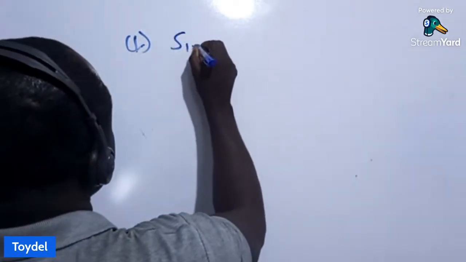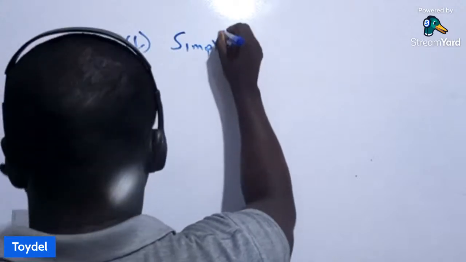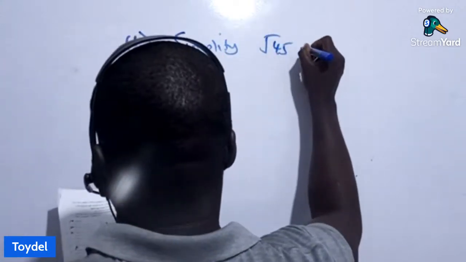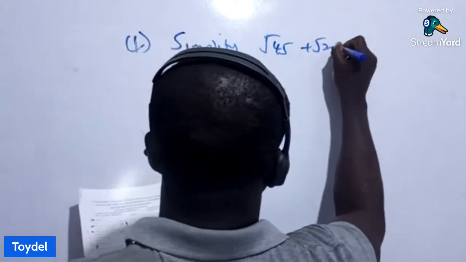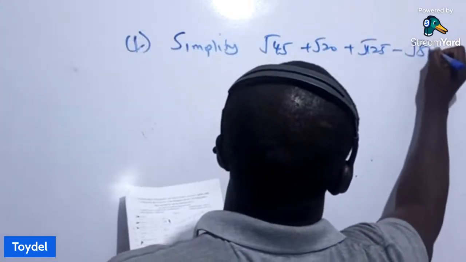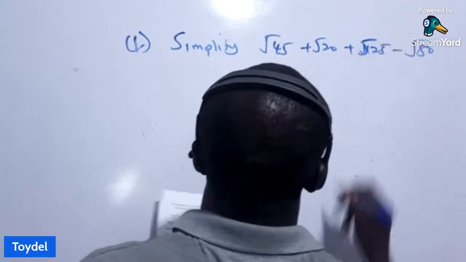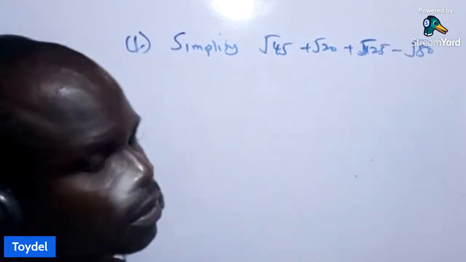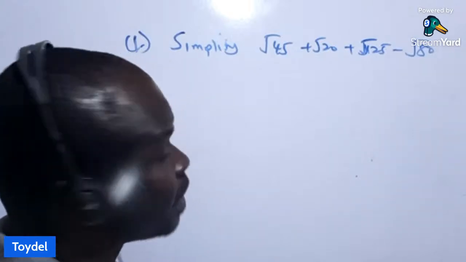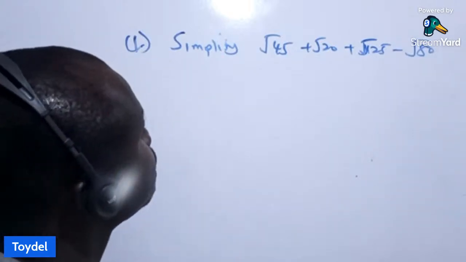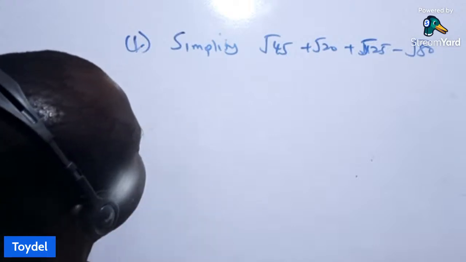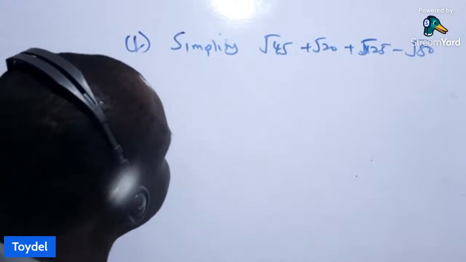Here is another question. Question 1 for today: simplify square root of 45 plus square root of 20 plus square root of 125 minus square root of 80. We've considered surds before, so you can check one of the videos. I have about 35 videos on the channel, and there's one video dedicated to surds there.